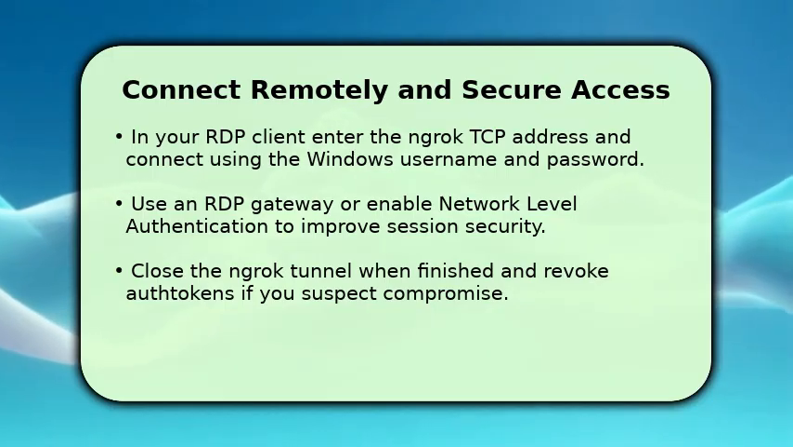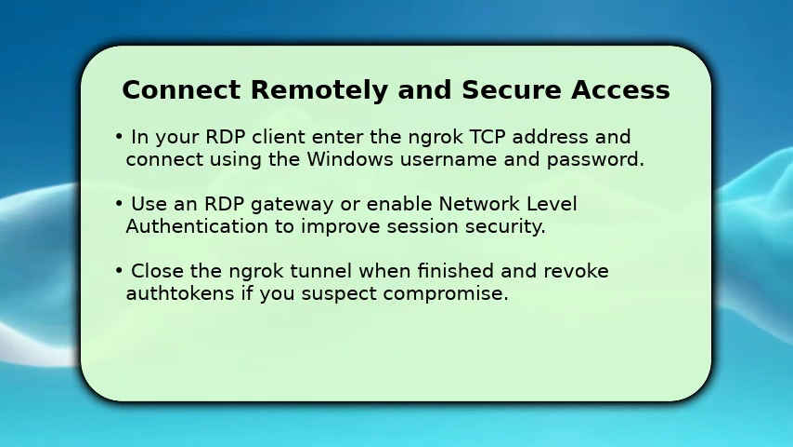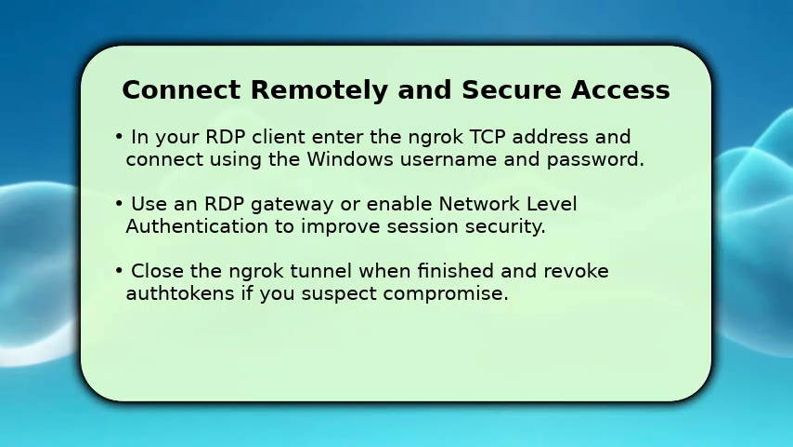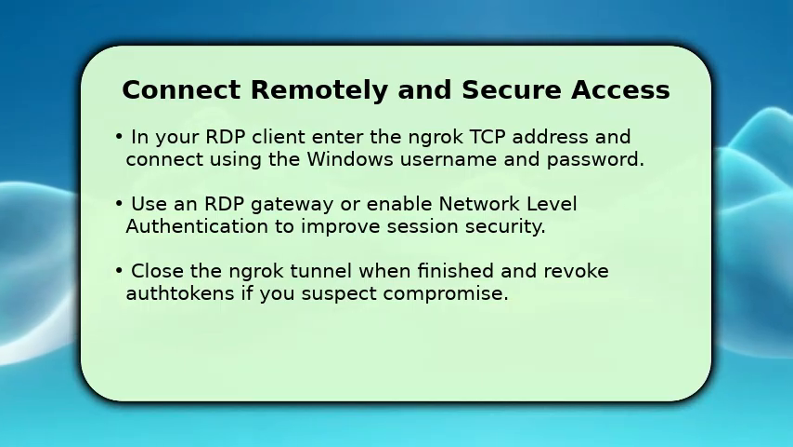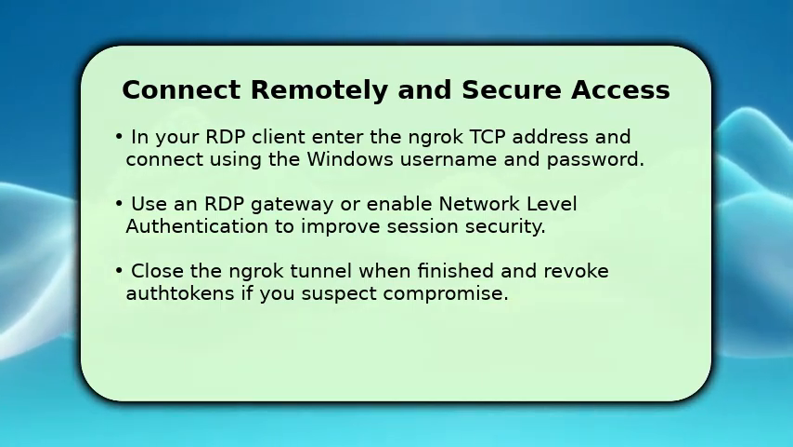Monitor active sessions on your Windows machine and sign out unattended users immediately. When finished, stop the ngrok process to close the public tunnel and revoke auth tokens if you suspect the credentials were exposed.